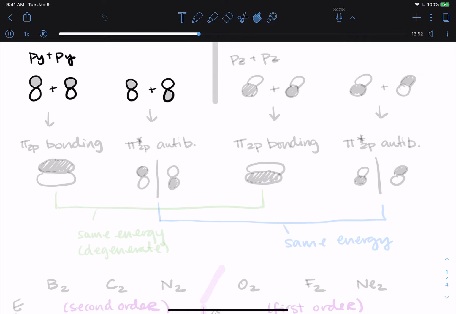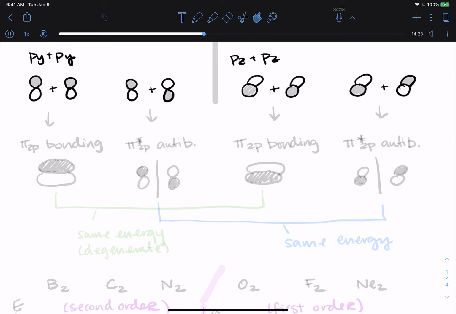And the pz plus pz. So my pz points out and back, and then I'll have another combination out and back, out and back. These pictures are going to get just a little bit harder to draw, so do the best that you can to draw them as MOs and show the perspective.